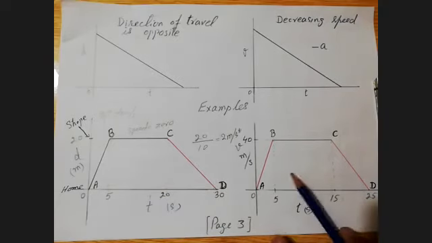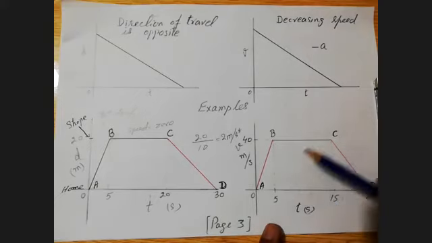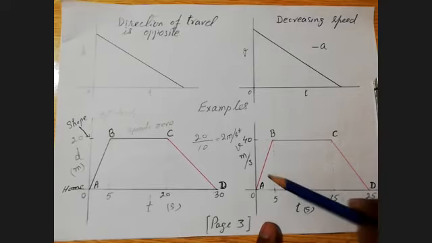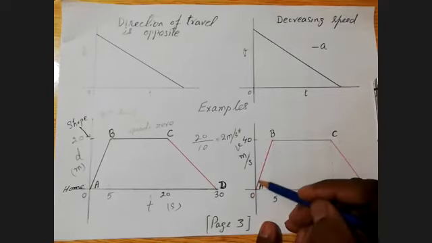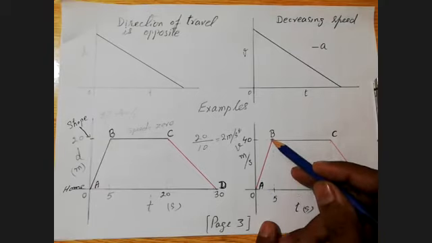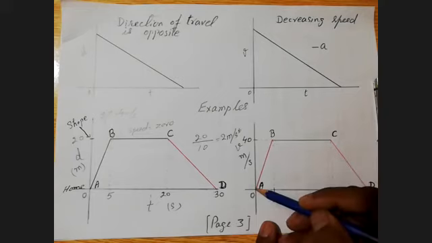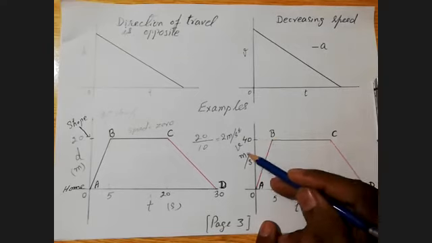But the same shape I have made for the velocity time graph. You can see that from A to B, the gradient of this line will give you the acceleration. It means the velocity is increasing at a constant rate, and it reaches 40 meters per second.